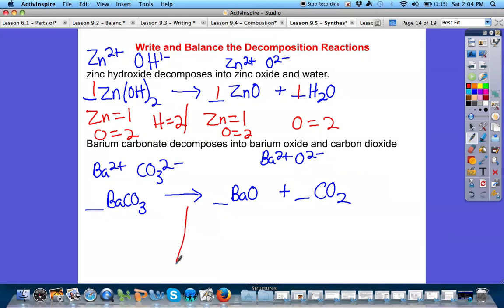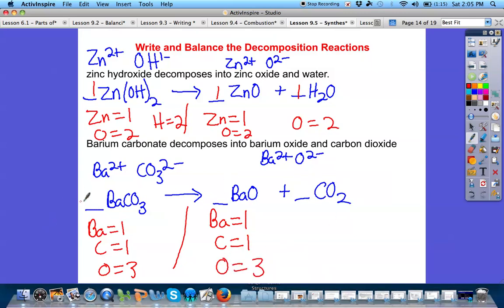So then we're going to count up the number of atoms that we have. In our reactants, barium, we have 1. Carbon, we have 1, and oxygen, we have 3. In our products, we have 1 barium, we have 1 carbon, and we have 1, 2, 3 oxygen. So this is balanced. We're going to go back and fill in with 1s.